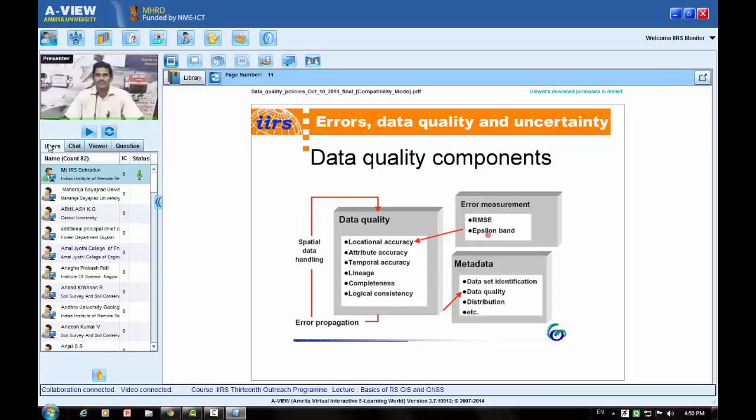In these errors, what we measure is an RMSE epsilon band. The true line is there, and we check whether what is digitized is within the specified distance from the true line or not. If it is not, probably you have to redo it. And then metadata is the data about the data. Talking about the data and its data quality and all those things comes under metadata. Metadata is also very important.